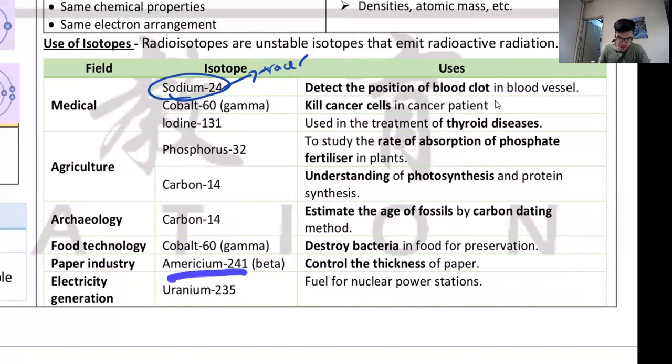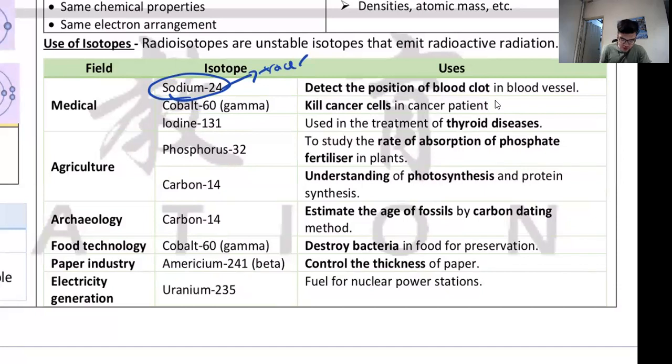Okay, so americium 241, this is to control the thickness of paper. Why do we control the thickness of paper? Because if the paper is too thick, then you're wasting material. If the paper is too thin, then the quality is not there.